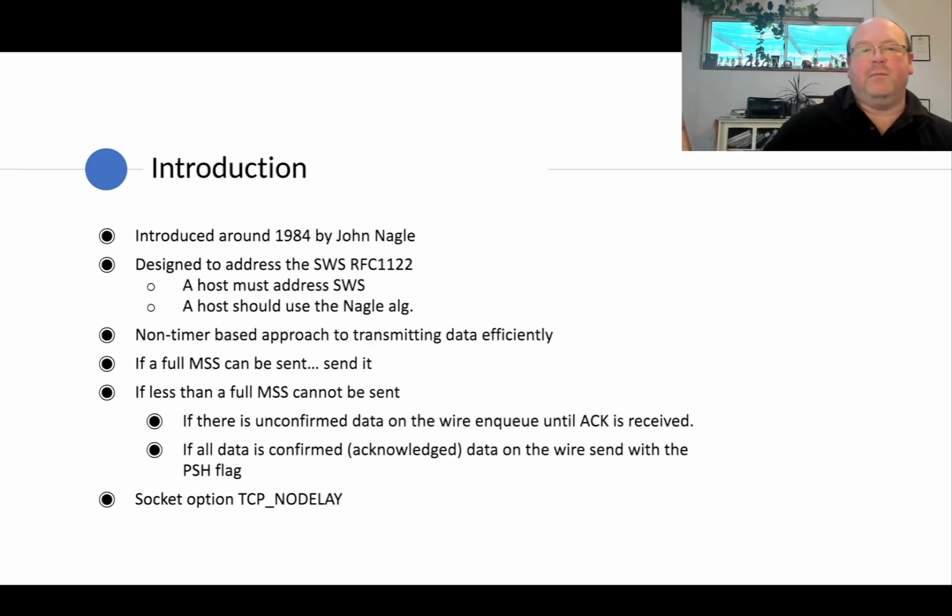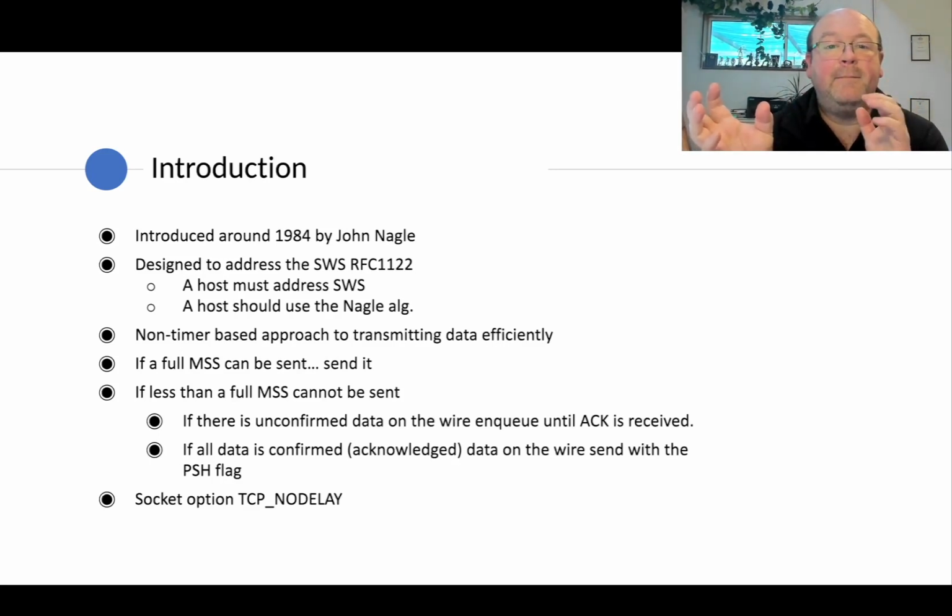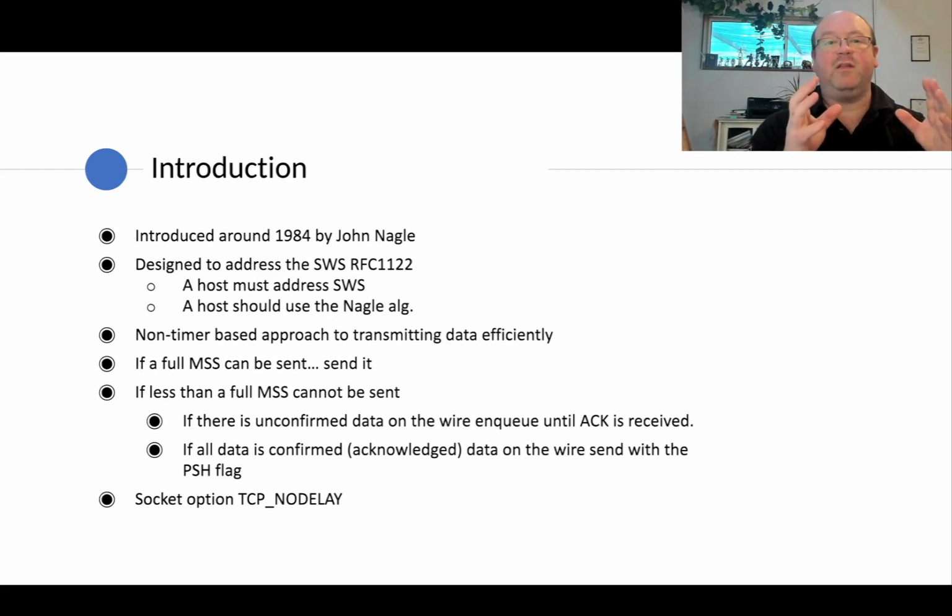The algorithm is pretty simple. It essentially says that if a full maximum segment size can be sent, send it. If less than a full maximum segment size can be sent, we've got two situations that might happen. One is that we have unacknowledged data on the wire. That means that we haven't seen an acknowledgement come back for some data that we've sent over the internet, and that means that we're going to queue the data. Nagle says, don't send the data until I get an acknowledgement back. So it's going to queue and queue and queue until the maximum segment size occurs, in which case the data can be sent, or it waits for an acknowledgement to come back for that data.